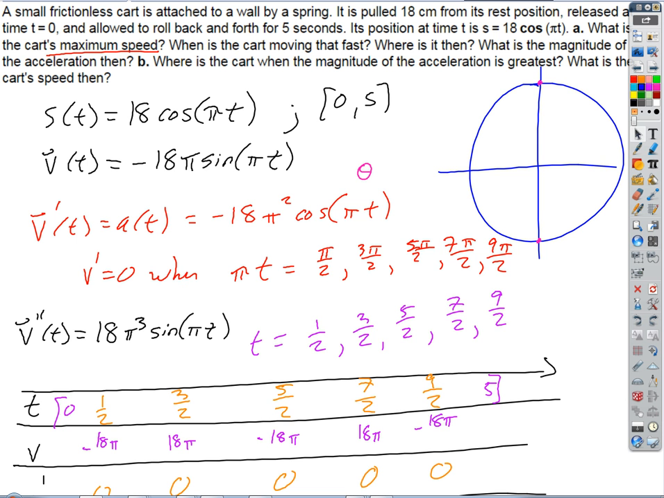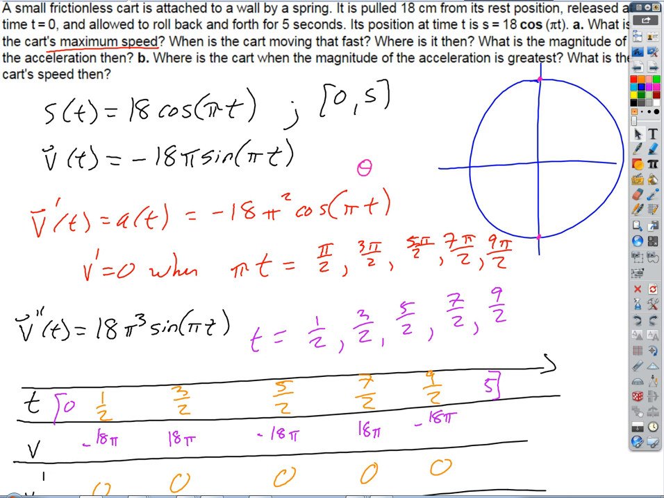Where is it then? Where would I go to find out what the position is? My position function. What's going to be the cosine of any odd multiple of pi halves? It's going to be 0. The cosine of pi halves is 0, cosine of 3 halves pi is 0, the whole time.